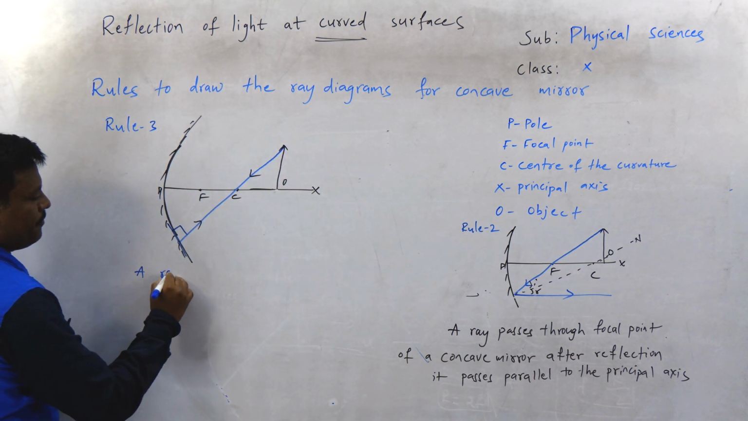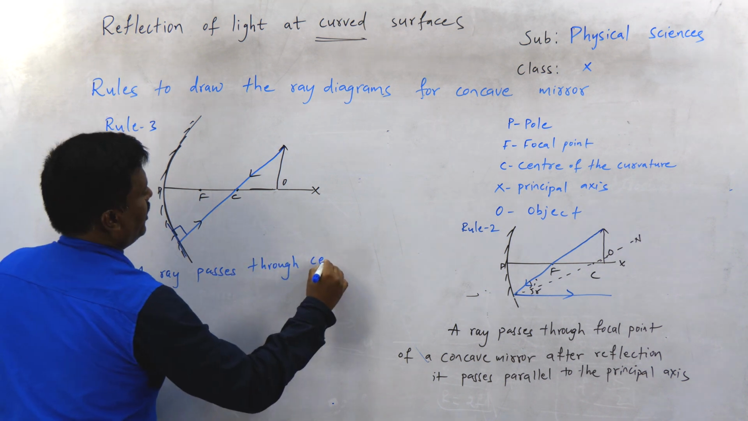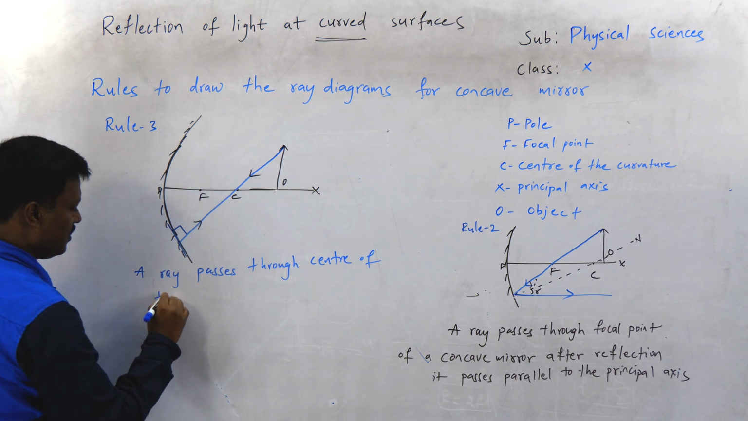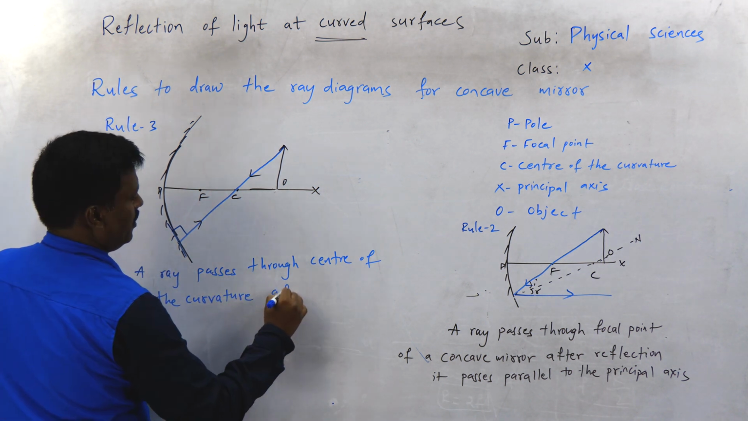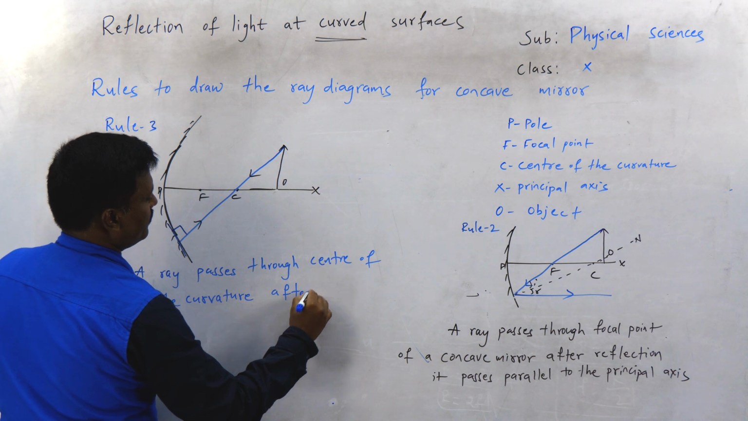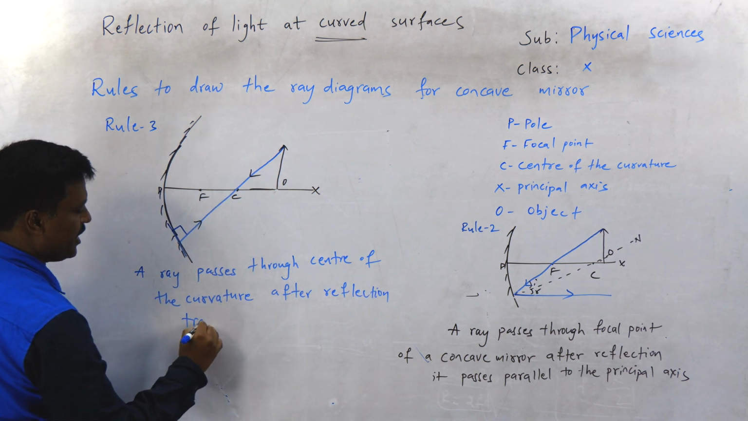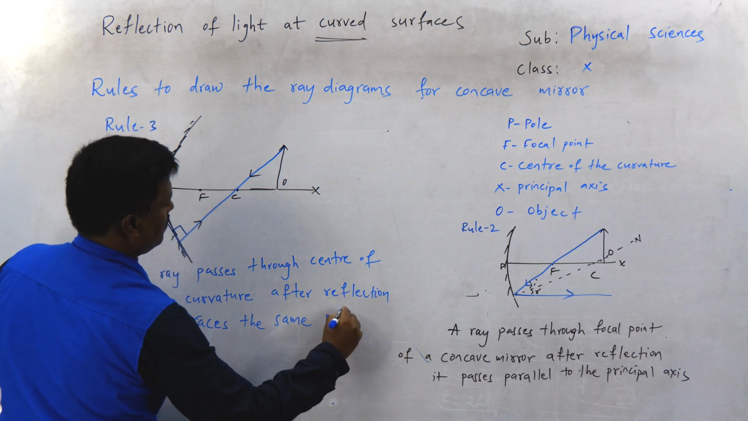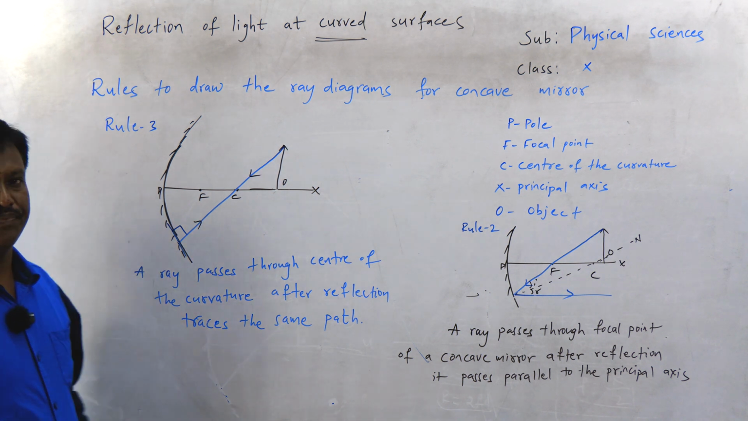A ray passes through the center of curvature; after reflection, it traces the same path. This is rule number 3.